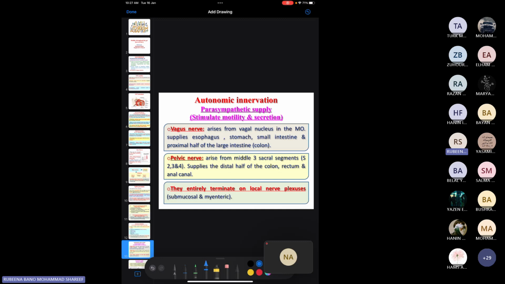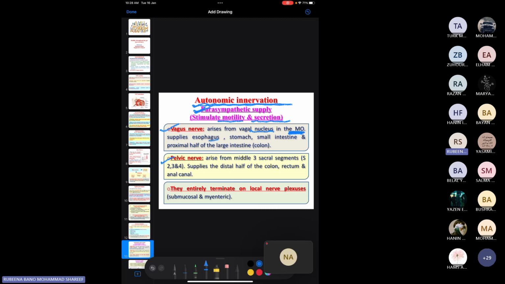It is present in the wall of the gut. But it also has one more innervation, which is called autonomic innervation. Parasympathetic supply and sympathetic supply. So when it is stimulated by the parasympathetic nervous system, it will stimulate the motility of the gut and it will cause secretion. This parasympathetic nervous system is via the vagus nerve and the pelvic nerve.